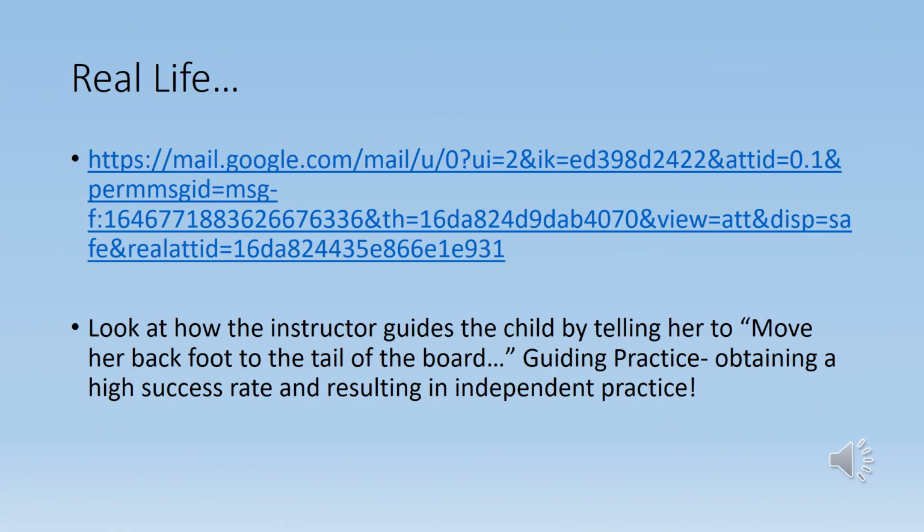And here is a real-life example of how guiding practice, obtaining a high success rate and then resulting in independent practice can happen. Look carefully at how the instructor guides Romana by telling her to move her back foot to the tail of the board.